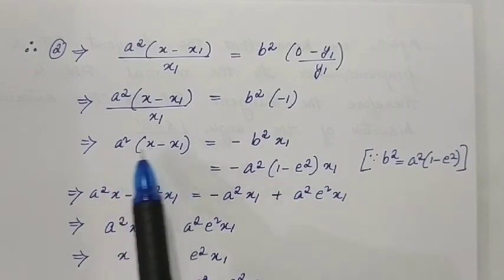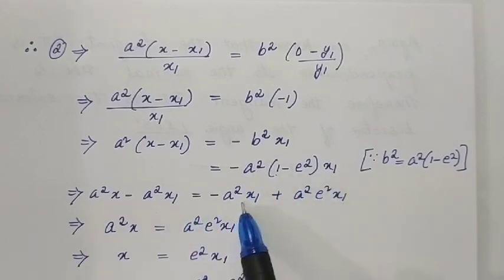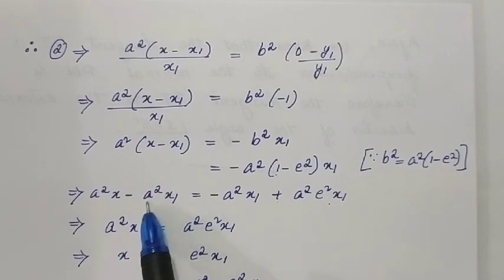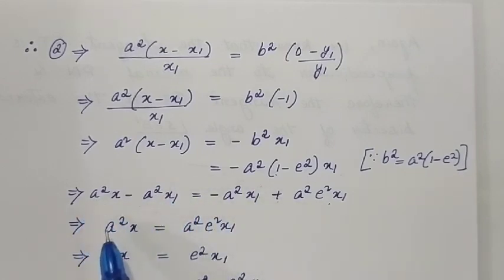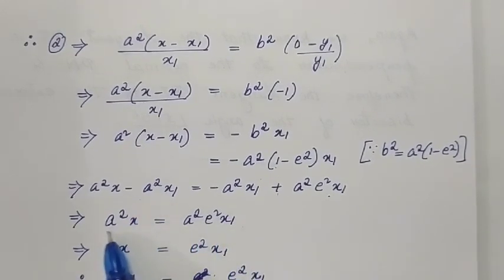a square x minus a square x1. This will be a square into 1 into x1, then minus plus e square x1. So from both sides we can cancel these two terms. Then the remaining will be a square x equals a square e square x1, and a square will get cancelled. x will be equal to e square x1.